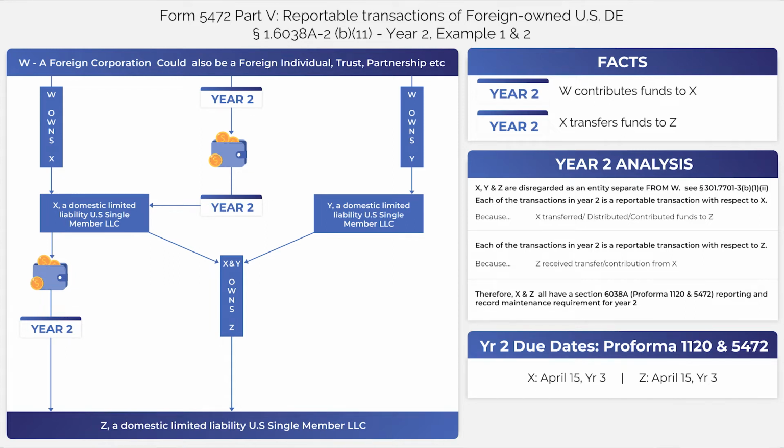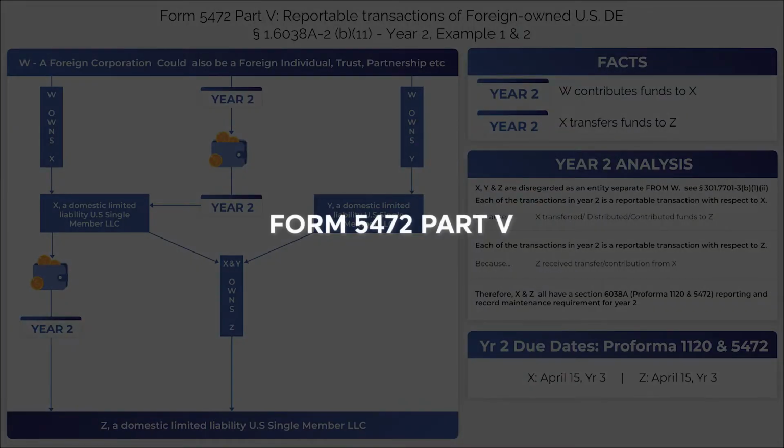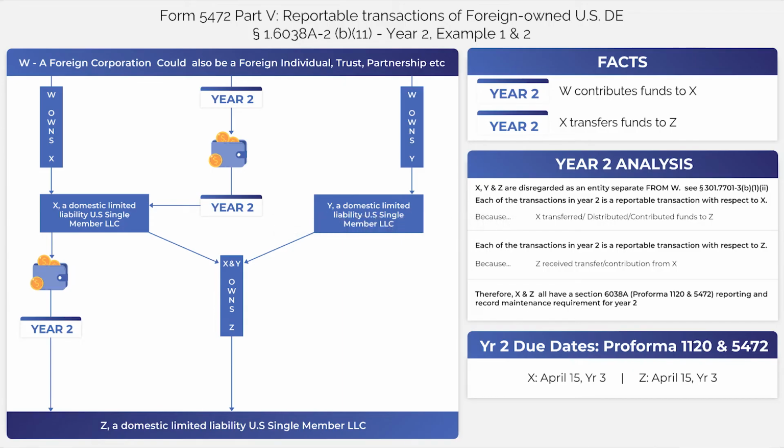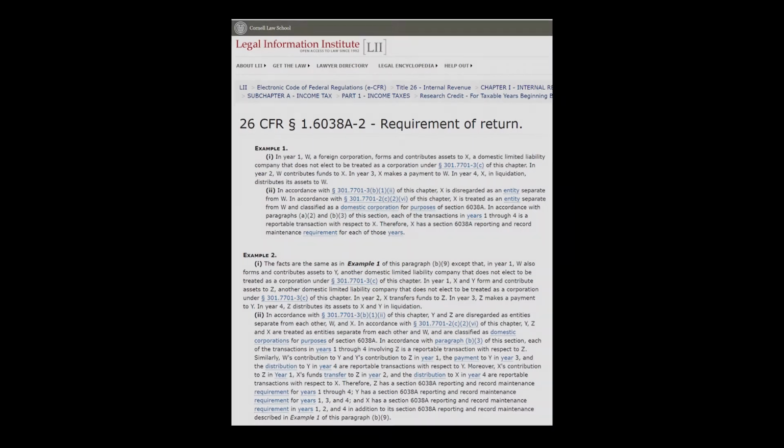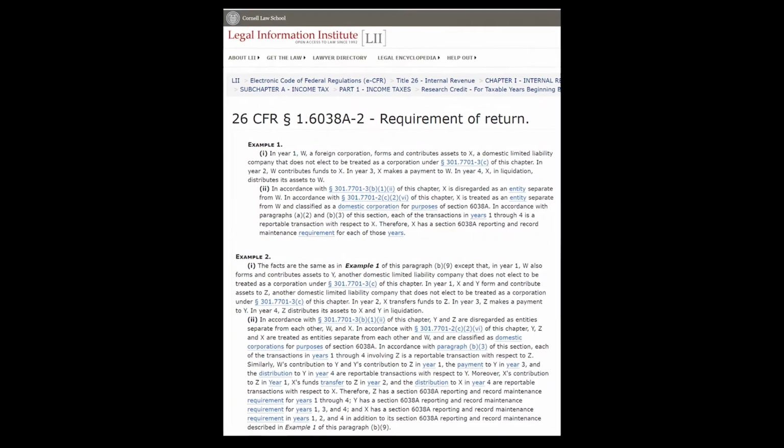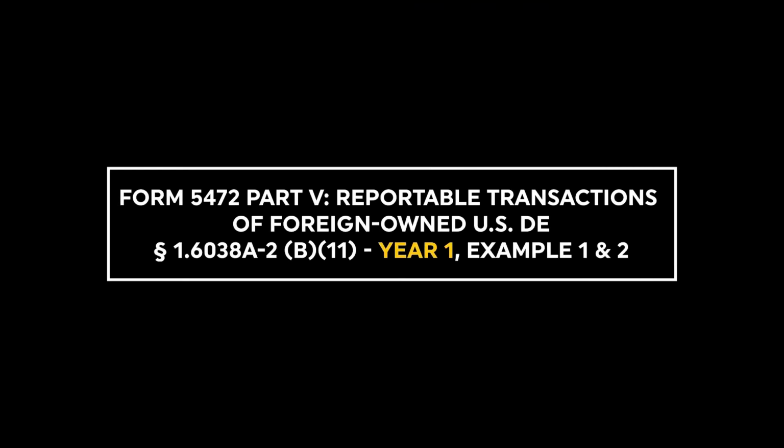So in this video, we're going to continue our analysis and discussion on foreign-owned U.S. disregarded entities, reportable transactions, and the focus is going to be on Form 5472 Part B. But we're going to take a look at the Code of Federal Regulation 1.6038A-2, where the IRS gives some examples on what constitutes reportable transactions. In the prior videos, we looked at year 1. We've also looked at year 2. In this video, we're going to take a look at year 3 transactions.